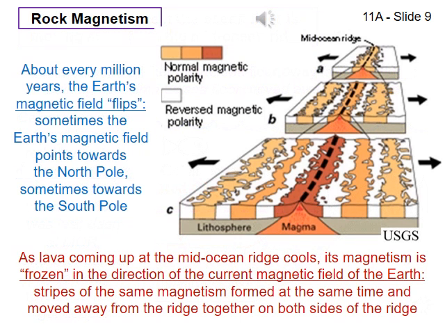Slide 9. Evidence from rock magnetism. Evidence from rock magnetism provided some of the crucial evidence that made the majority of scientists switch from earlier theories about the Earth to the modern theory of plate tectonics in the 1960s.